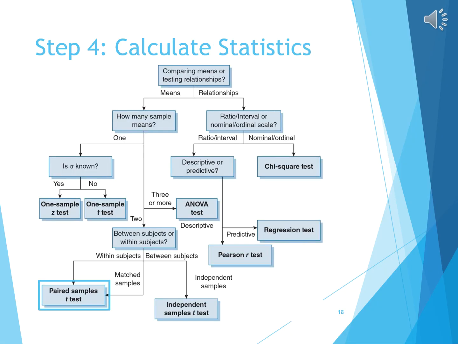In step 4, we have to calculate our statistics, and in order to know which statistical test we actually need to conduct, we can use the same handy-dandy flowchart. We're comparing means. How many sample means? Well, now we actually have 2. And is it a between subjects or within subjects design? It's a within subjects design, which means we need to use a paired samples t-test.